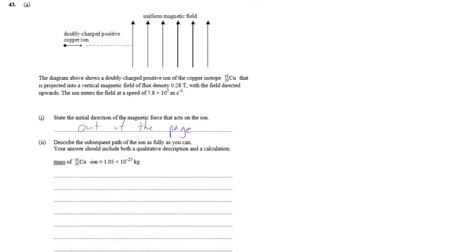The subsequent path of the ion, including a qualitative description and a calculation: well, the path is going to be a circle, a vertical circle coming out of the page. So it moves in a circle out of the page. It then wants us to calculate the radius of the circle. That's what the calculation bit is about.